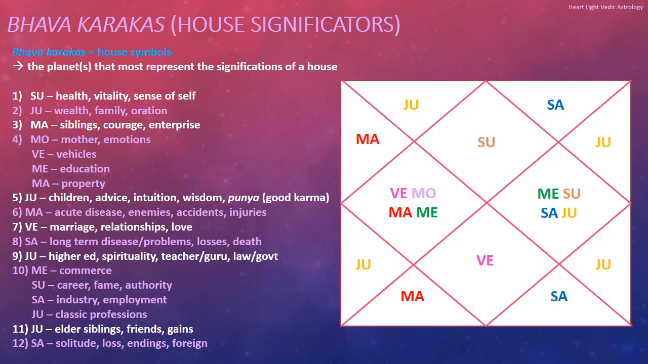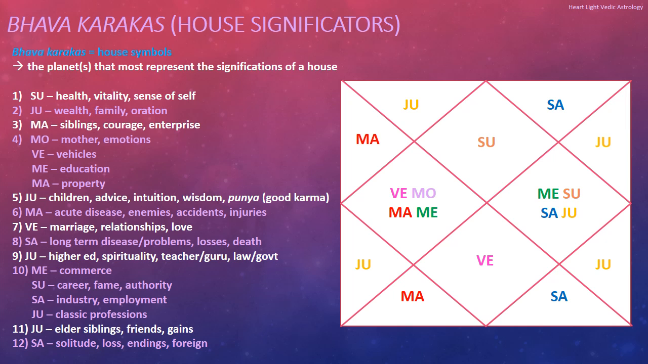The sun represents health, vitality, sense of self, and so does the first house. So the sun is a planet that gives additional indications or subtlety to what the first house will produce for somebody's life. Then if we look at the second house, where that JU is standing for Jupiter, Jupiter is the Bhava Karaka for the second house.